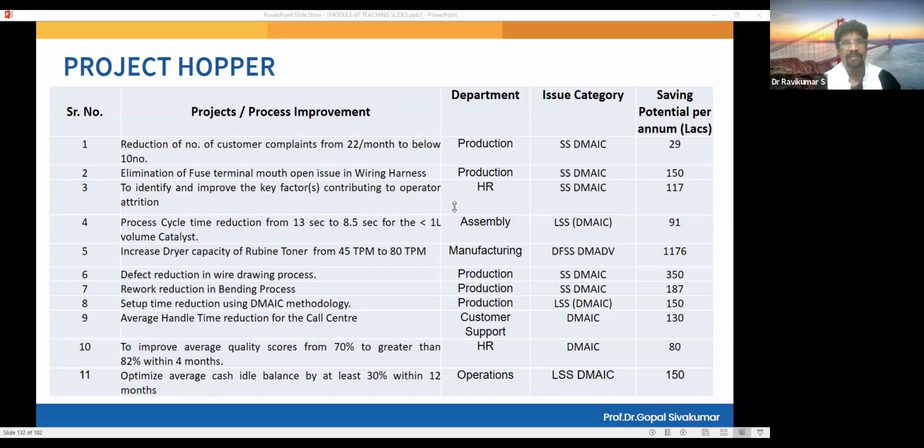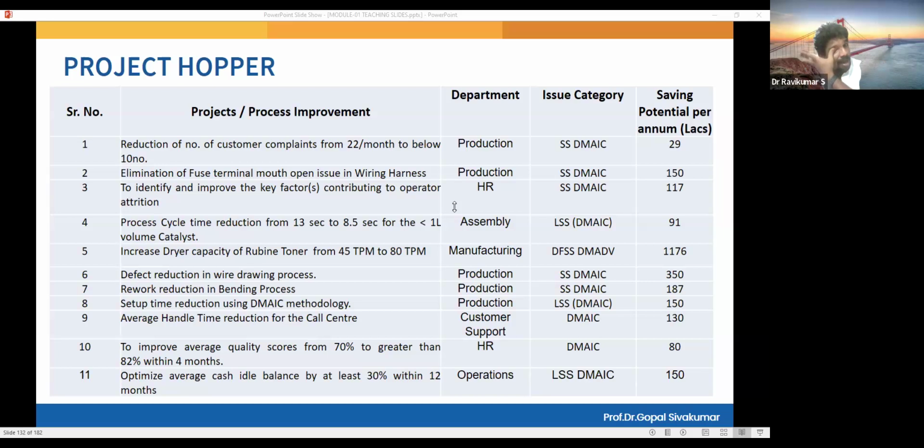And there is a different project here. Interestingly, if you look at project number 5, increase dryer capacity of turbine toner from 45 tons to 80 tons. It is concerned with the manufacturing division. Actually, you are trying to increase the capacity. That means obviously you have to go for a new design. So in this case, you have to go for a DMADV. Okay, so the investment is also quite high. You can see when compared to other projects, the investment is also quite high.